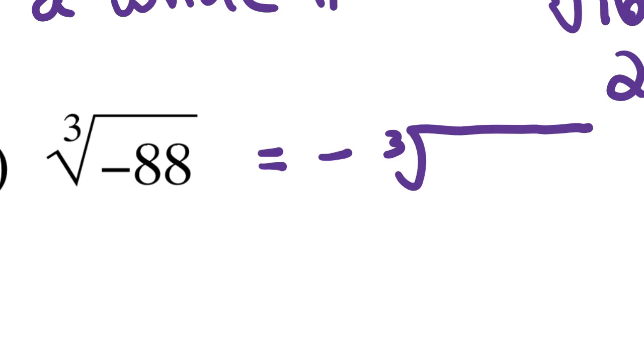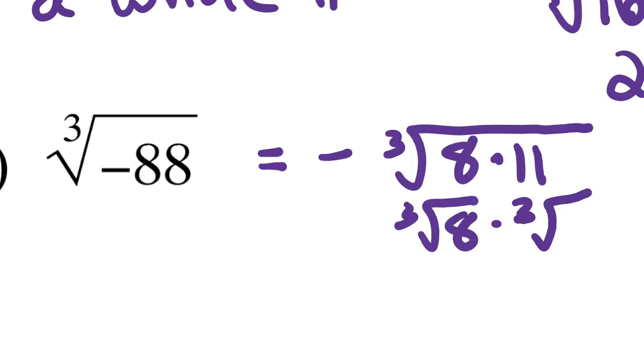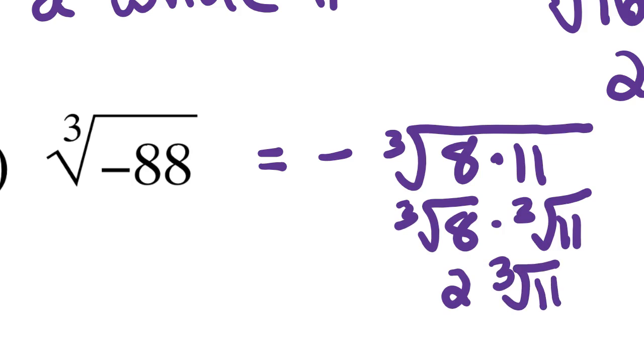8 would work, right? 8 times 11. I already put my negative sign out in the front. So that's the third root of 8 times the third root of 11. What's the third root of 8? 2 times the third root of 11. That's the way you write your answer.